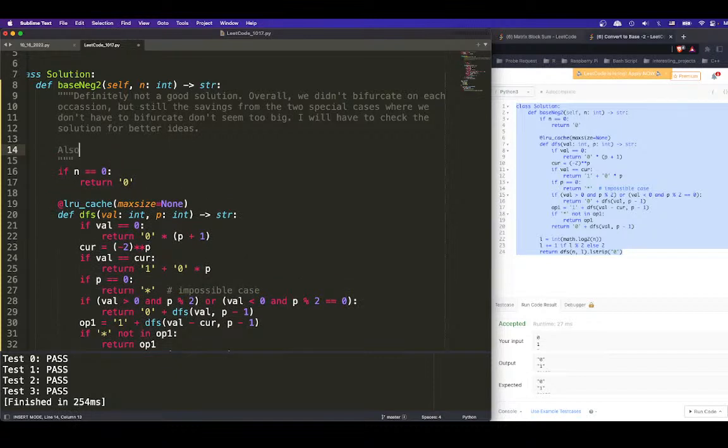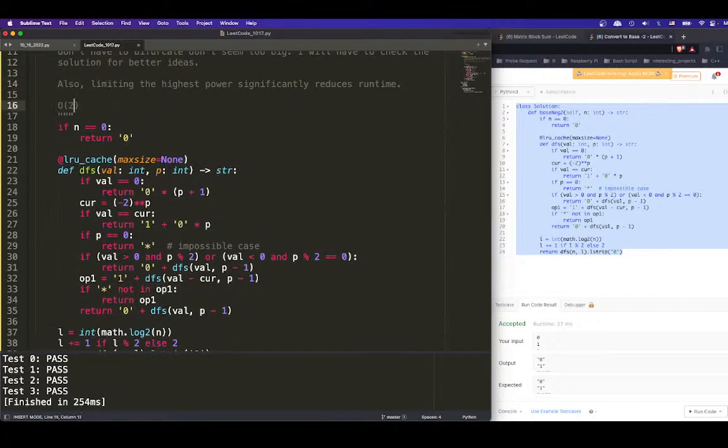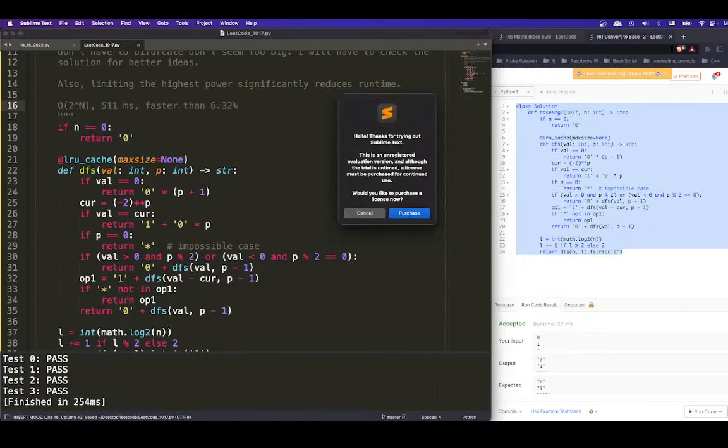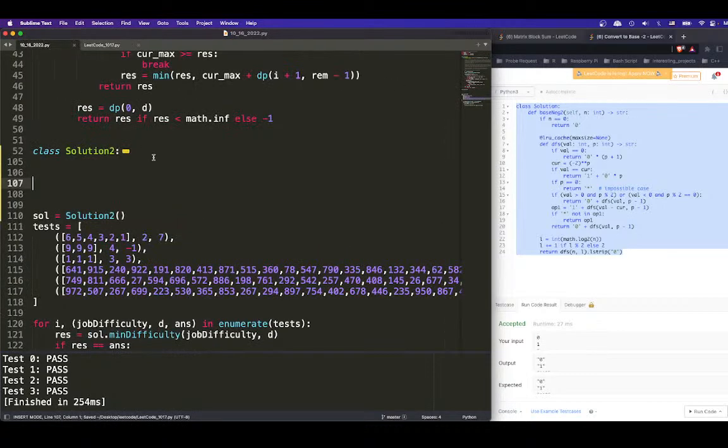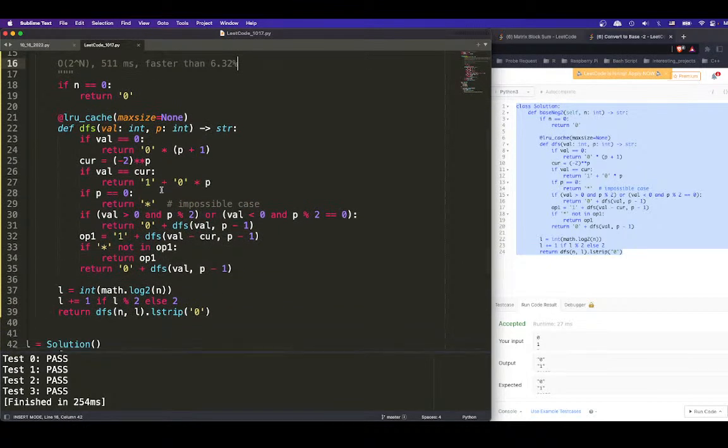And also, limiting the starting highest power significantly reduces runtime. This is all 2 to the n. Alright, now we have 2 problems tomorrow to go through. We have to rewrite this again, and we have to check the solution for this one. Jeez.